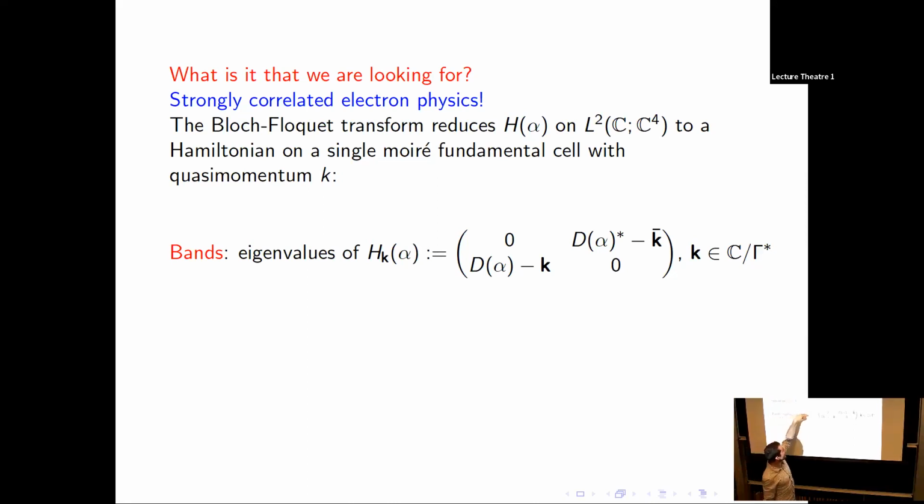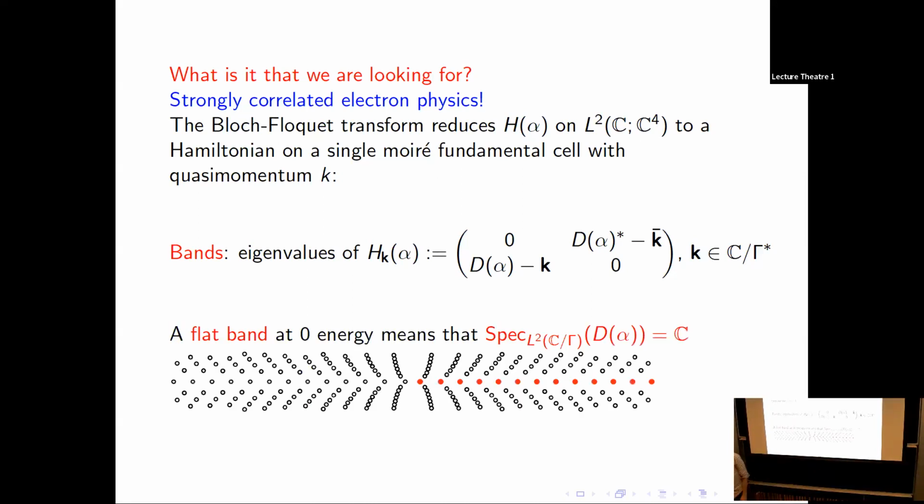Well, we're looking for a lot of zero eigenvalues. So if zero is in the spectrum of H_k alpha for all k, if this is our condition for a magic angle, then this is equivalent to saying that k is in the spectrum of T alpha for all k. Okay, so a flat band, the union of the eigenvalues of H_k, is called a band. And then a flat band at energy 0, which means a magic angle, means that the spectrum of T alpha is the entire complex plane. Okay, so that is the mathematical condition.